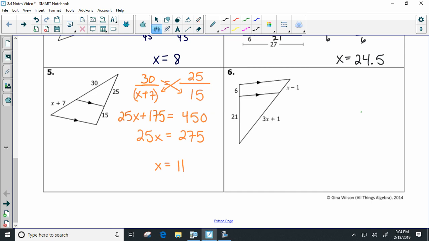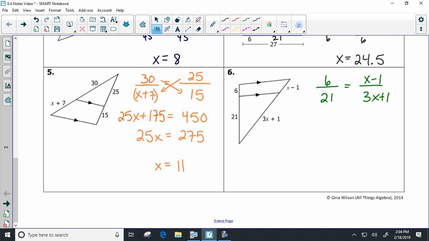And this one, the sides are already almost parallel. So as I look at this, my top on the left side is 6, and the bottom is 21. On the right side, the top is x minus 1, and the bottom is 3x plus 1.